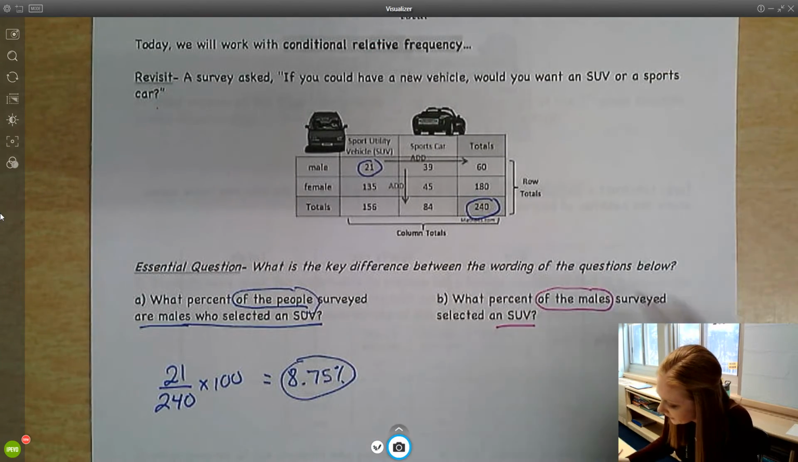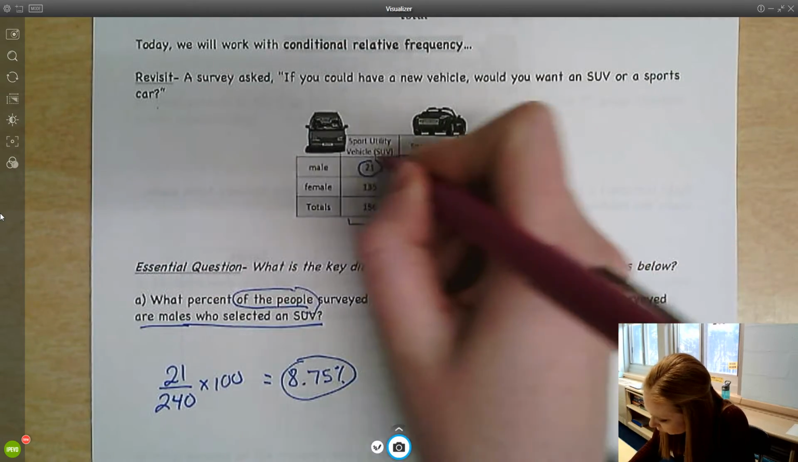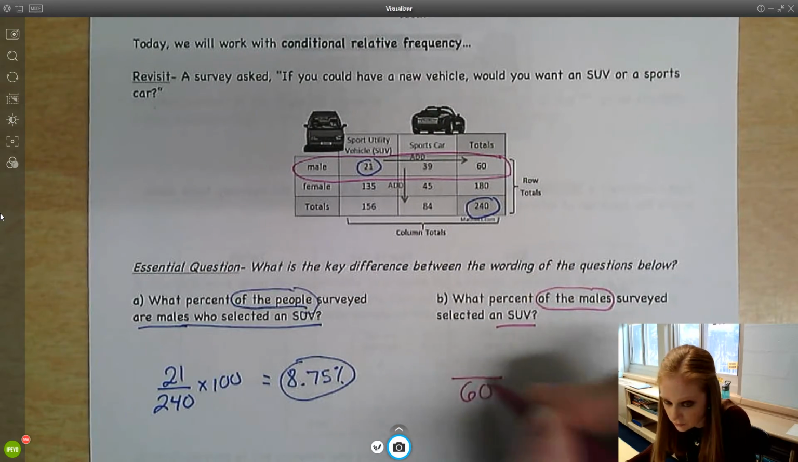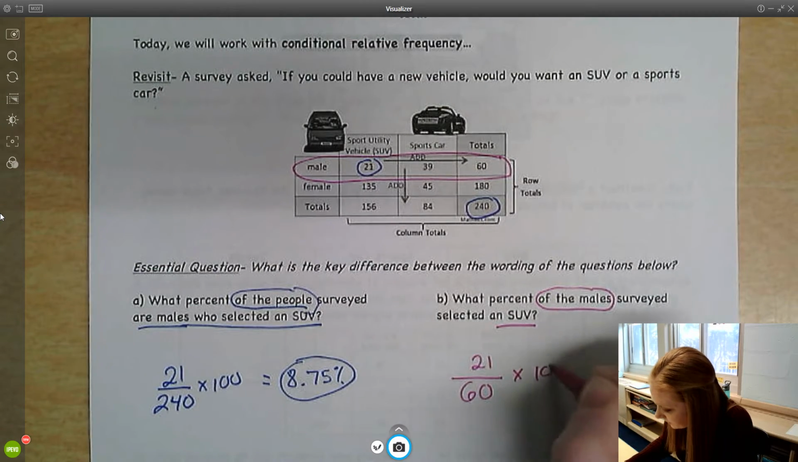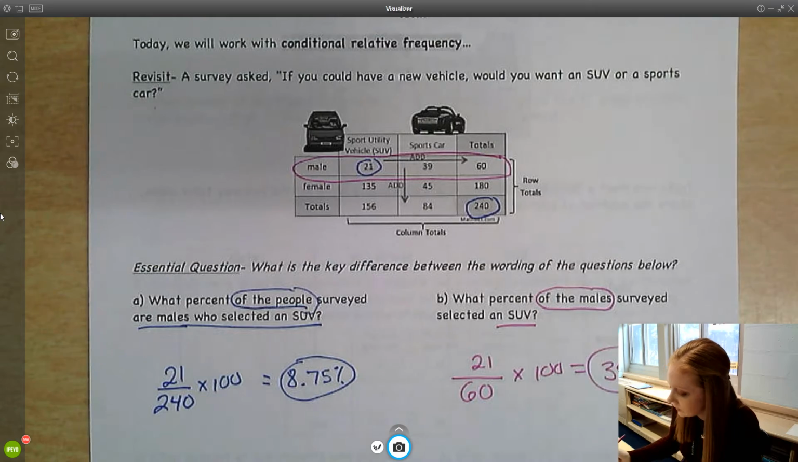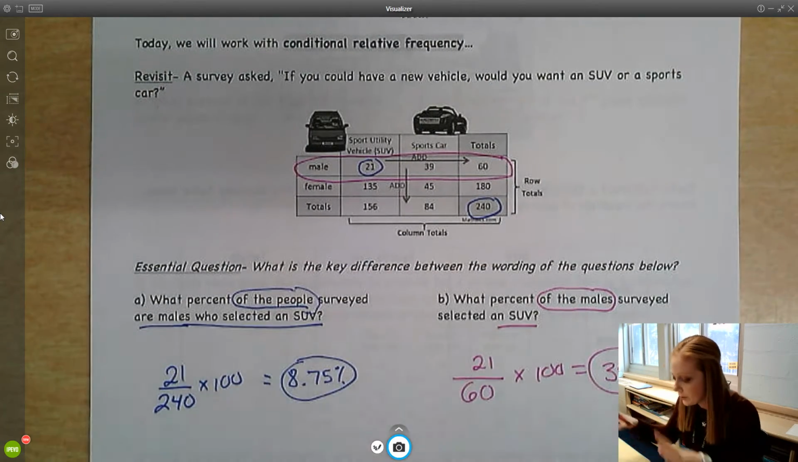Now we have what percent of the males. So our total here would be the total of males. So you're going to look at all the information about males. There were 60 males total that were surveyed. 21 of them chose an SUV. And here you would get 35% of the males chose an SUV, whereas only 8.75% of all the people were males who picked an SUV.